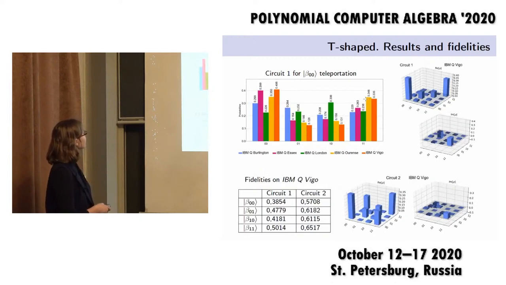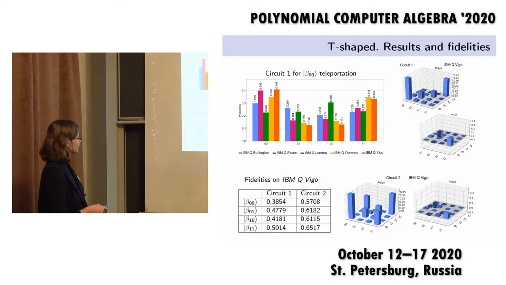And let's take a look at the results. For all circuits and for all the Bell states, the teleportation results were correct for IBM Q Vigo and IBM Q Essex and London. And the probabilities for correct results were highest for IBM Q Vigo, and for IBM Q London, neither of the Bell states was teleported correctly by neither of the circuits.